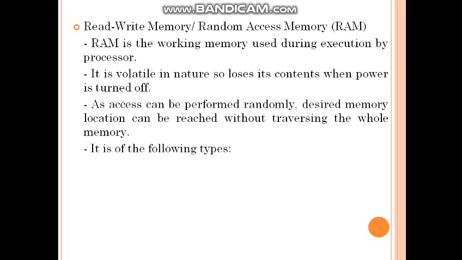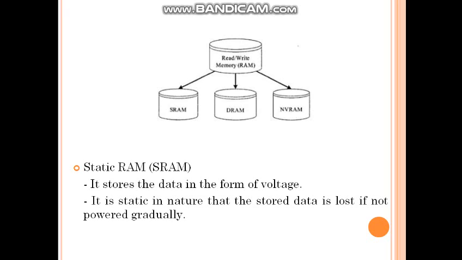During execution, we mostly require the program, or the execution instructions. So because of that, they are used. It is volatile in nature, so it loses its content when the power is turned off. As the access can be performed randomly, the desired memory location can be reached without traversing the whole memory. There are certain types of RAM, that is static RAM, dynamic RAM, and NVRAM, that is non-volatile RAM.